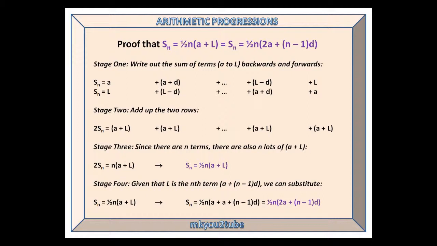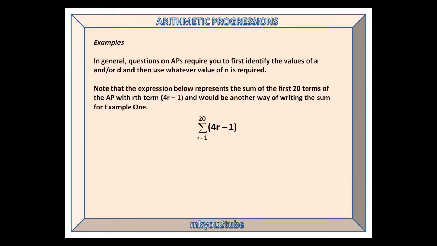To finish, we can turn this sum formula into the other sum formula. Given that L is the nth term, or a plus (n minus 1)d, we can substitute the L. So in the brackets we now have a plus a plus (n minus 1)d, and after simplifying, a final formula of a half of n (2a plus (n minus 1)d). Now we shall look at some examples.